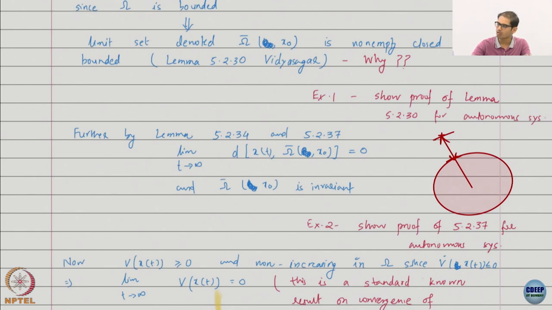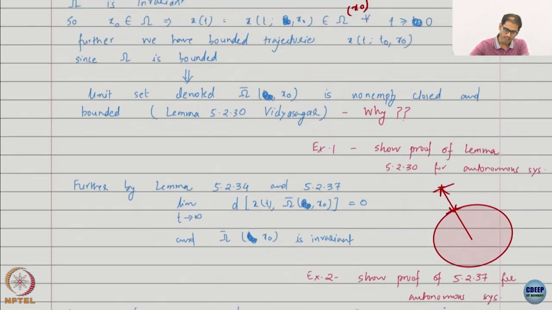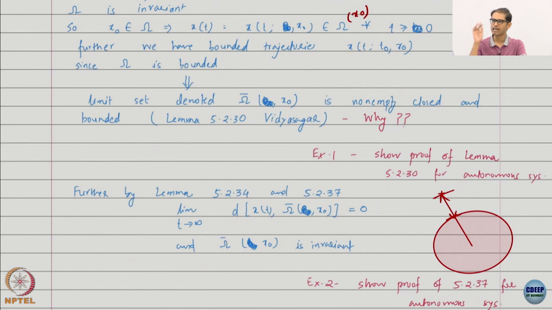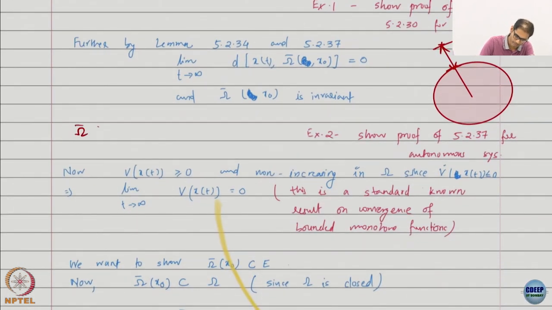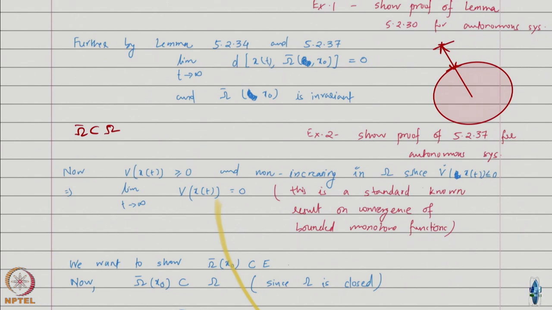It's not too complicated. I hope you are already convinced that omega bar is inside omega, right? Omega is where you are starting. So omega bar has to be inside omega, because all trajectories remain inside omega for all time. Therefore, your limit set cannot go outside. So this is fine. Okay, great.